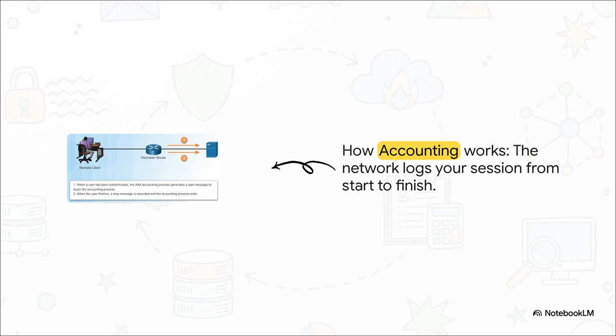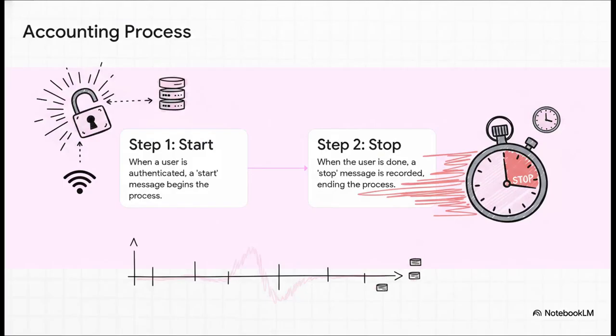Now, let's look at accounting. Once you're authorized, the network needs to keep a record of what you do. So the router communicates with the AAA server again. But this time, it's sending messages to log the exact start and end of your session. And I just love how this visualizes the simplicity. As soon as you're authenticated, a start message gets sent. It's like starting a stopwatch. Then when you log out, a stop message is sent. And just like that, the server has a perfect, detailed record of your session.